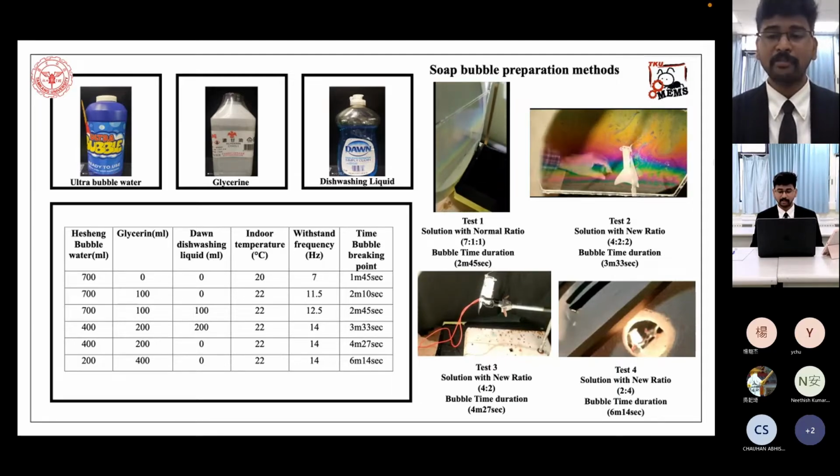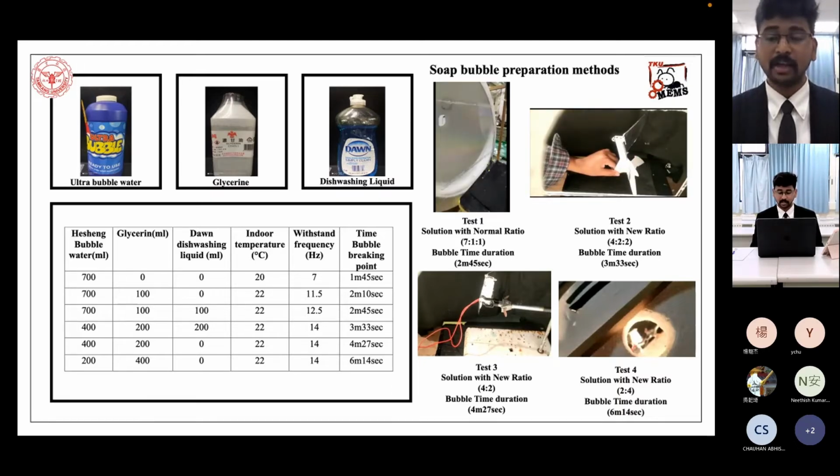In the table, we have clearly mentioned the mixing ratios of the solutions with the bubble breaking point with respect to time. And from these tests, we can easily say that the glycerin ratio makes the bubble withstand for a long time because of its properties, as the density of glycerin is around 1.26 grams per cubic centimeter. As we have a good soap bubble breaking point, now I would like to continue with the flapping wing mechanism, which has been fabricated based on our requirement.